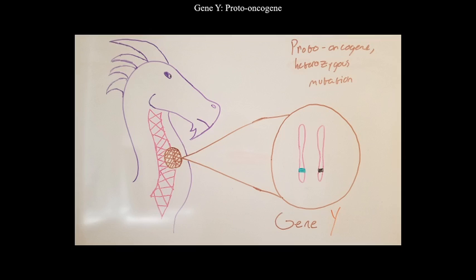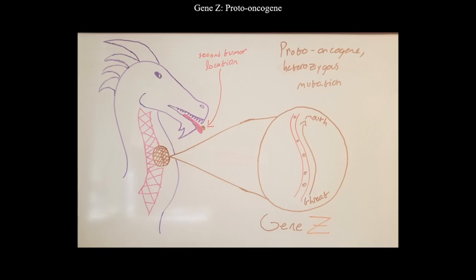The heterozygous mutation in gene Y combined with a homozygous mutation in gene X results in the malignant tumor. A mutation in gene Y alone would not be sufficient. This is known as a polygenic or multigene mutation.